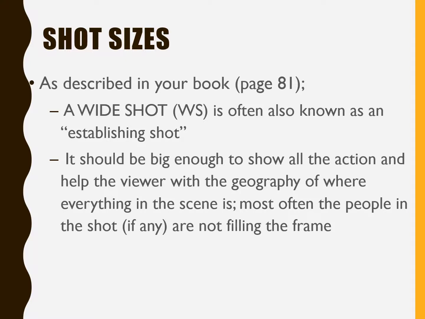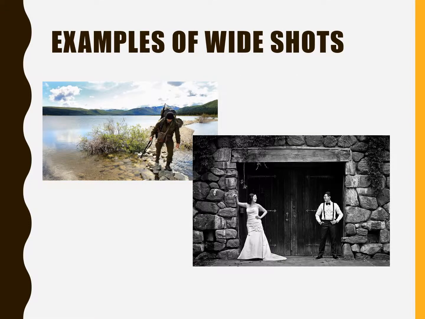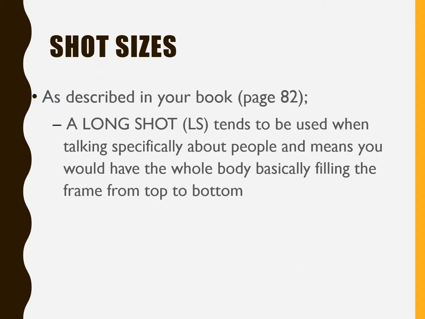So when you look at your book on page 81, a wide shot is often also known as an establishing shot. It's going to be big enough to show all the action and help the viewer with the geography of where everything in the scene is. Most often the people in the shot, if any, are not filling the frame and may be just tiny points in the information. Here are some examples of wide shots. As you can see, they're wide and big, lots of information about the scene. The characters are in them, but they're almost just part of the puzzle. They're not exactly the focus of the shot.